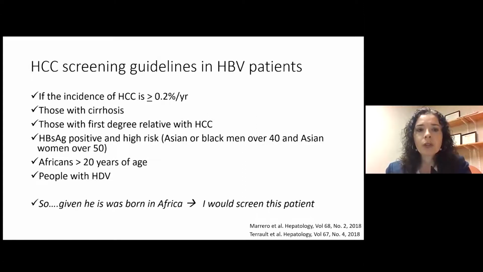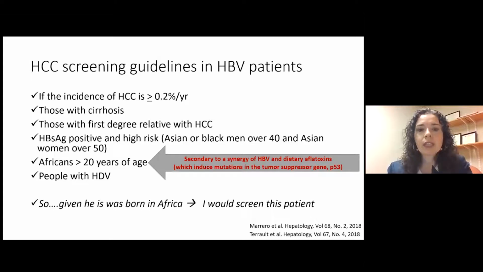If there's a patient who you're seeing with a first-degree relative of HCC and hepatitis B, these are people who are at higher risk. If they're surface antigen positive and have high risk, and that's considered any Asian or Black man over the age of 40 or an Asian woman over the age of 50, they are considered at higher risk for HCC, and you should screen them. And Africans greater than the age of 20 should also be screened, as well as patients with hepatitis D. So he was born in Africa, therefore I would screen this patient.